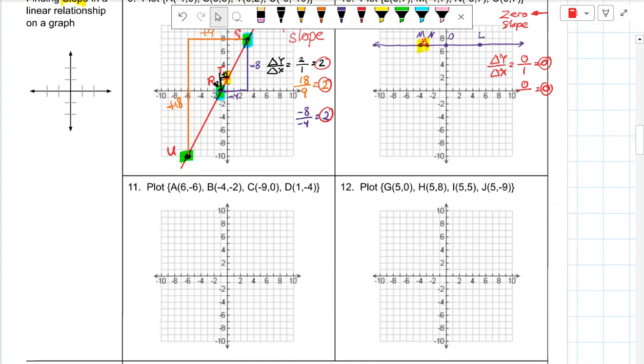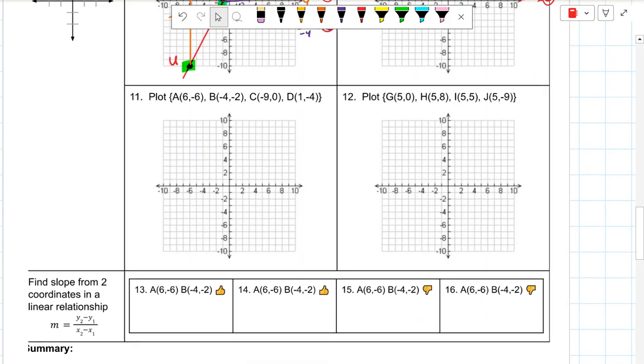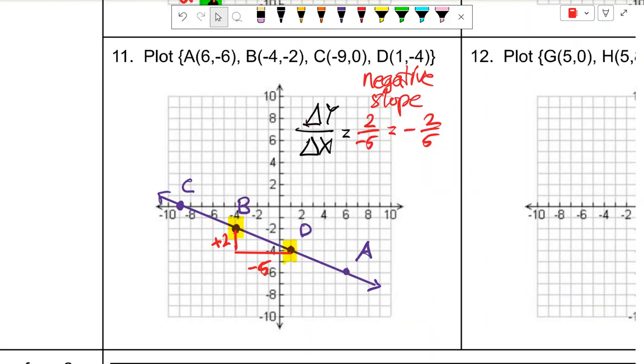All right, now it's time for number 11. Pause the video and plot 11. All right, I drew it all out, and this is definitely a negative slope, just like the very beginning of our notes say it is. And I already chose B and D to find the slope. So I started at D right here. And then I counted to the left, which is a negative direction. So 1, 2, 3, 4, 5, that's negative 5. And I went up 2.